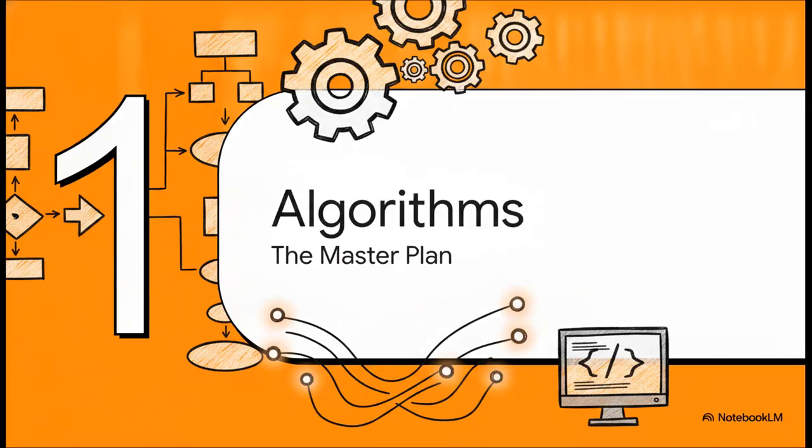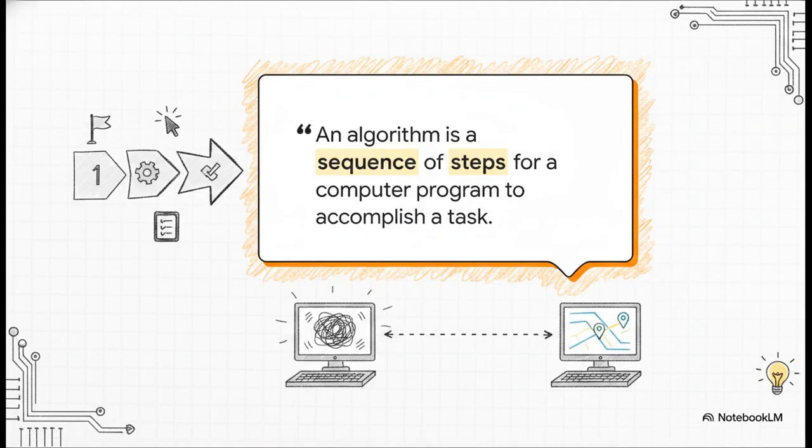Part 1. Algorithms, the master plan. So every single piece of software starts with this overarching concept. Before you even think about writing a line of code, the computer needs a defined set of steps, an algorithm, to actually accomplish a task. Because look, computers are unbelievably powerful, right? But they literally have zero human intuition. They're sitting there waiting for us to give them the exact roadmap.